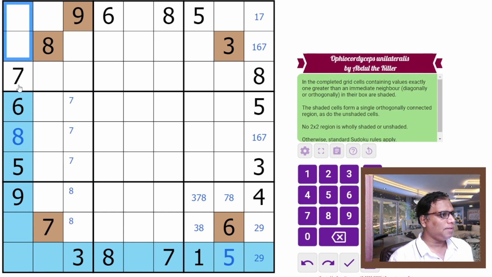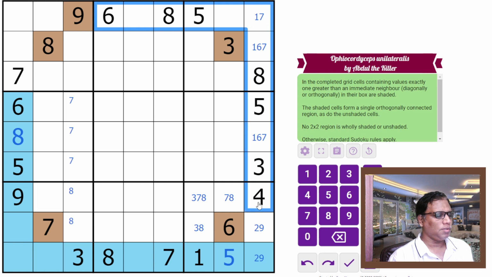6. Where is 6? 6 is not here. 6 is not here. 6 could be here, making this 7 as dark. We need to figure out whether this will be light or dark.